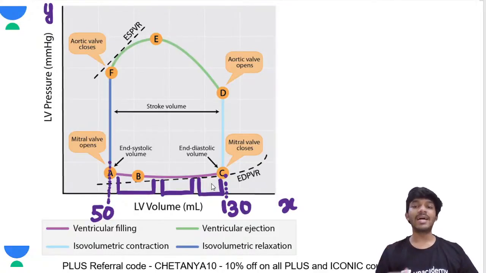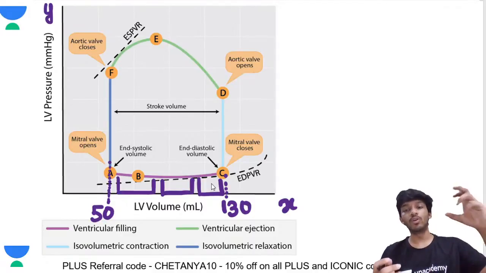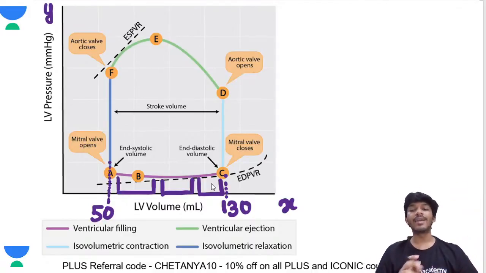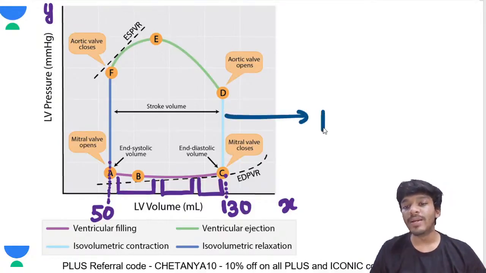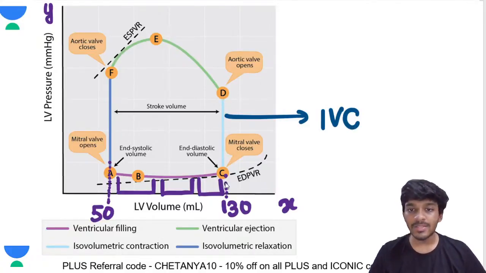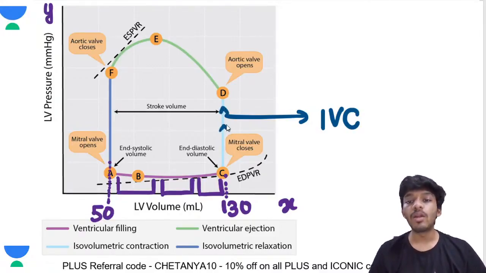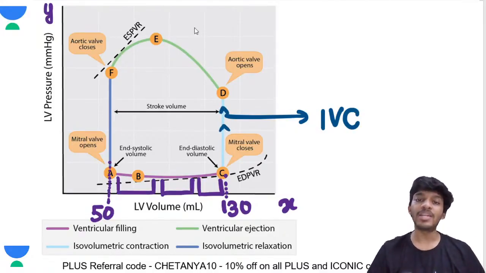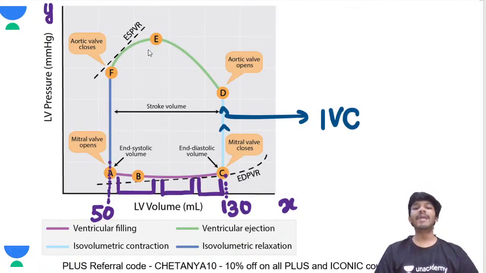Then what happens once that is done? Your mitral valve is going to close when the atria start contracting. After this, you have the beginning of isovolumetric contraction. The volume is remaining the same, as you can see between C and D, and the pressure is increasing. That is why it is part of systole. Wherever pressure is increasing, that is systole, and wherever pressure starts to decrease, that is diastole.